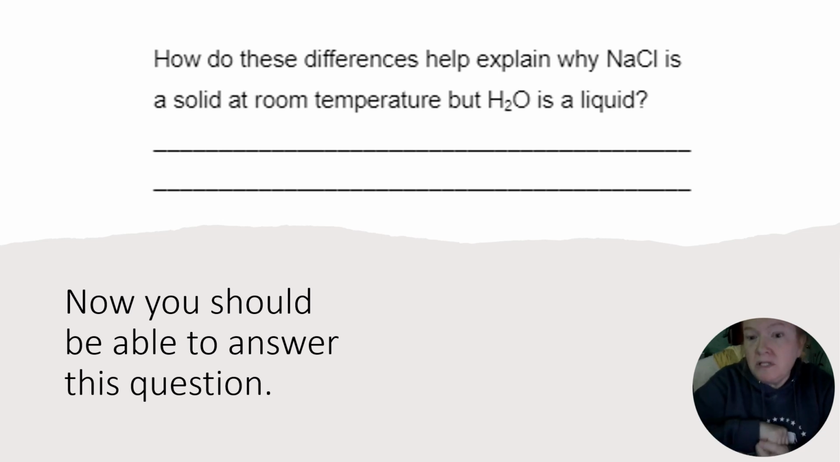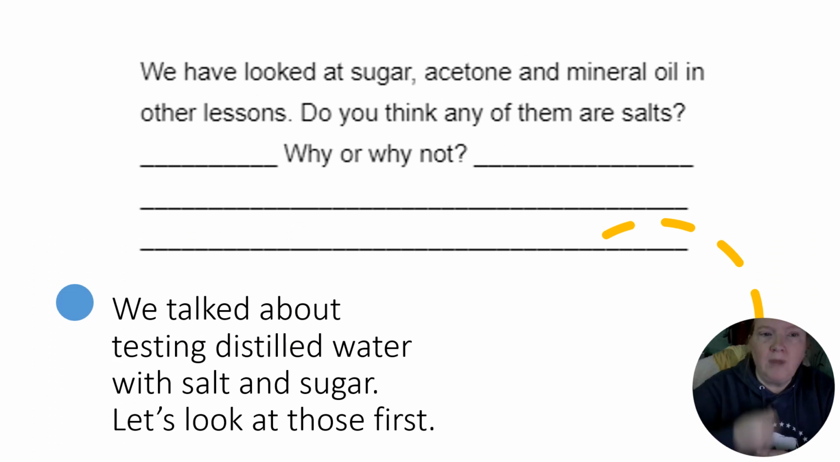So how do the differences in ionic and covalent bonding help explain why NaCl is a solid at room temperature, but H2O is a liquid? All right, you should answer this question. All right, we looked at sugar, acetone, and mineral oil in other lessons. Do you think any of those are salts? Okay, but before you answer this question in your notes, I'm gonna look at a few things.